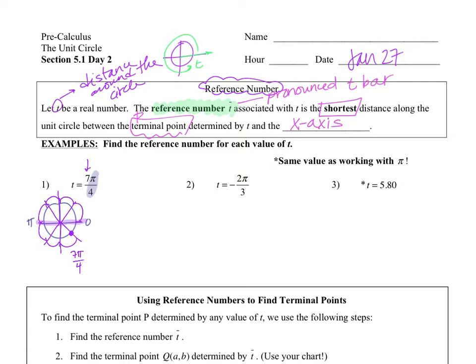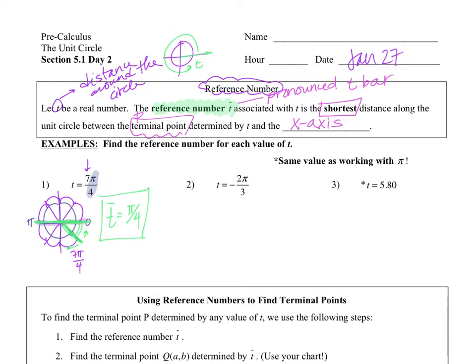So especially when I'm teaching this, here's what I do. I really highlight the x-axis, and I ask, if I'm starting from right here, because that's where my T value is, is it shorter to get to the x-axis going to the right, or going to the left? Going to the right. This distance right here is much shorter than going all the way around to the pi side there. So how big is that distance? It's 1 box, or 1 section. In this case, it's pi over 4. So my reference number, or T bar, in this case is pi over 4.